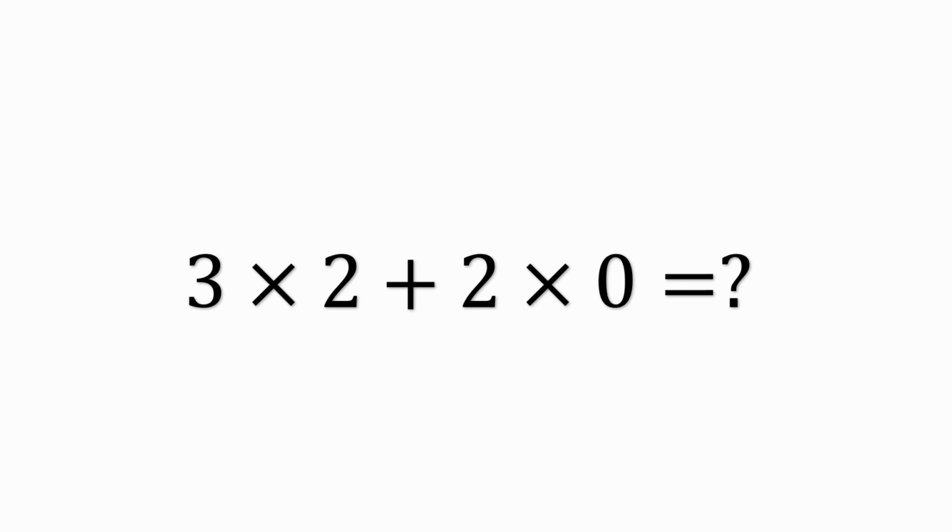We have a simple mixed operations problem here. It's 3 times 2 plus 2 times 0 equals what? So if you'd like to at this point, you can pause the video and we'll come back and work this out together.